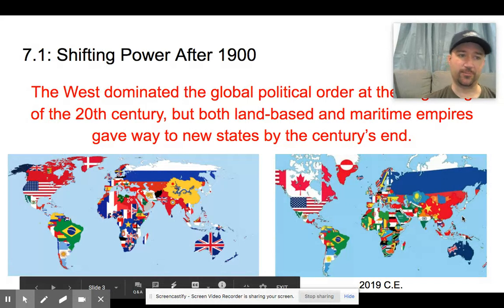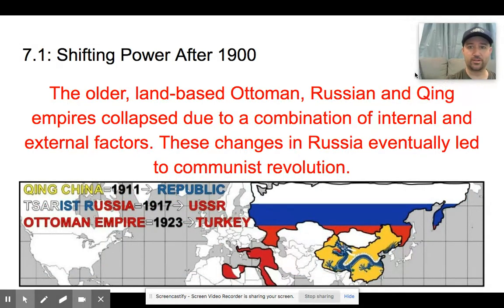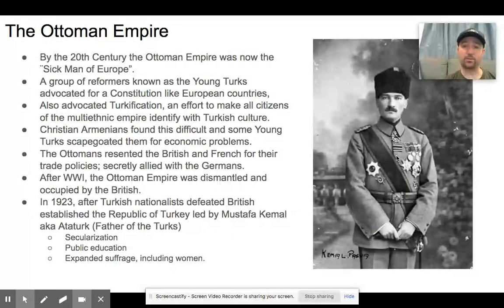All right, so the language of the curriculum: the older land-based Ottoman, Russian, and Qin empires collapsed due to the combination of internal and external factors. These changes in Russia eventually led to a communist revolution. So let's talk about a few of these to begin with. Let's start with the Ottoman Empire.